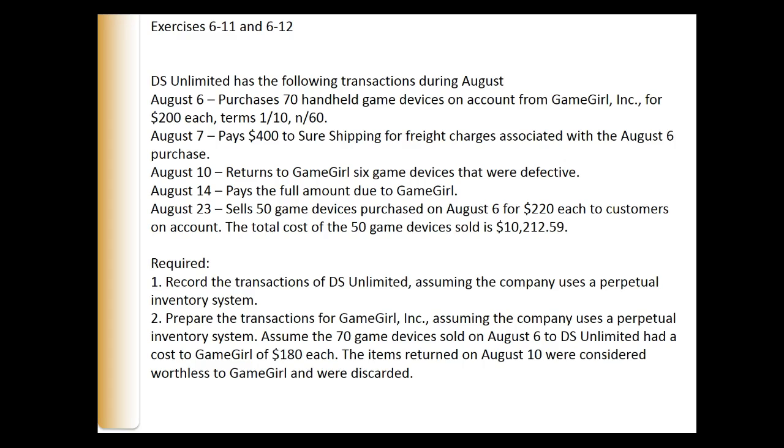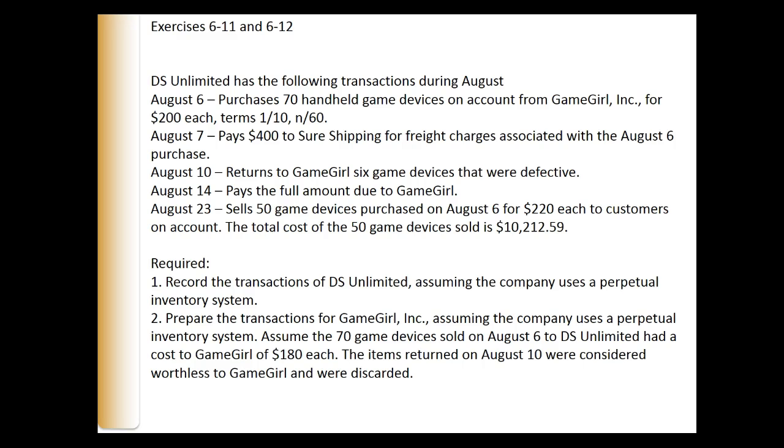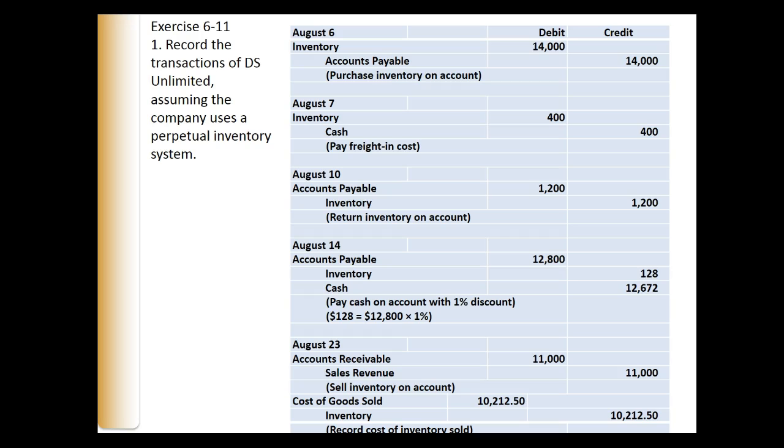This slide shows the various transactions using the perpetual system. The first shows purchases of 70 handheld game devices for $200 each. We show inventory of $14,000 and accounts payable of $14,000. Then when we pay for the freight, we increase our inventory by $400 and we credit cash for $400.